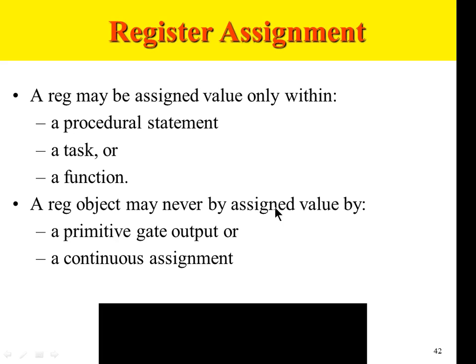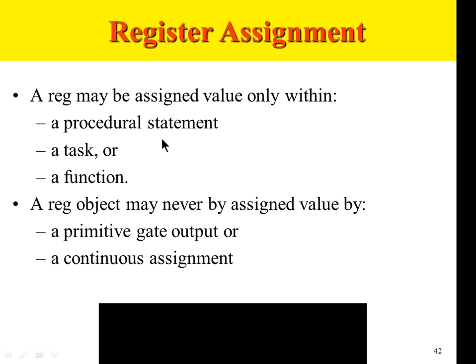A reg object may never be assigned a value by a primitive gate output or a continuous assignment. Primitive gate output means a gate cannot be connected directly to a register, and a continuous assignment cannot be done to a register, because continuous assignments are done outside the always block. In that case, I cannot declare that as a reg, it has to be a wire. Outside the always block, outside the initial block, outside any block, task or function, it has to be a wire. If you have a reg, the assignment to that has to be inside an initial block, inside an always block, inside a task, or inside a function.